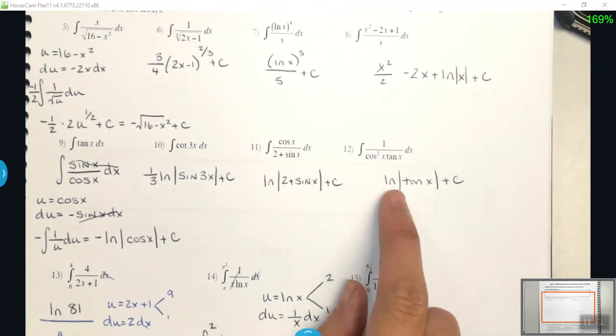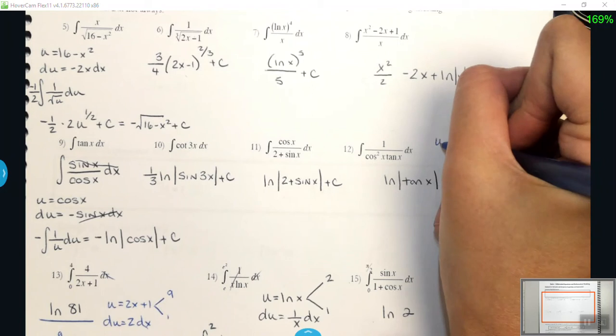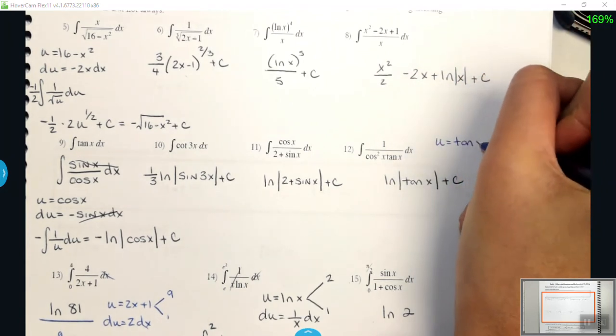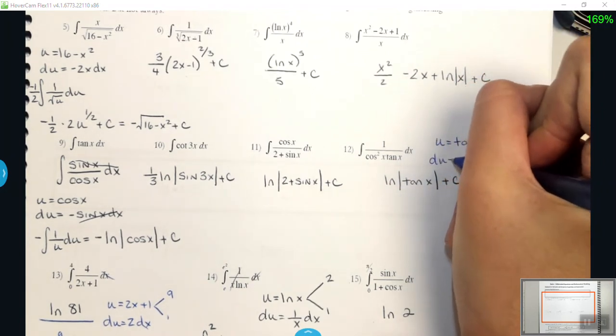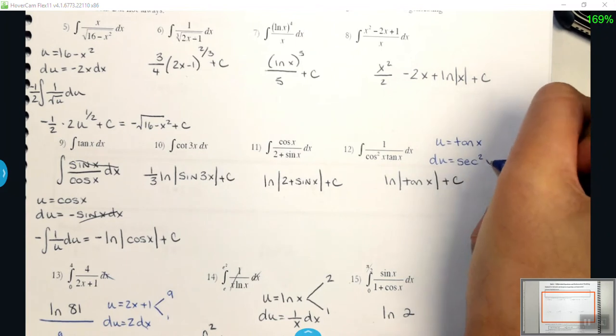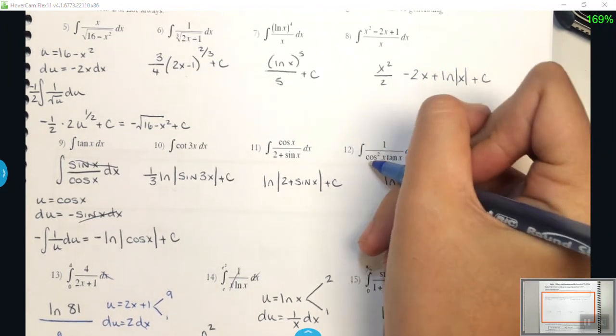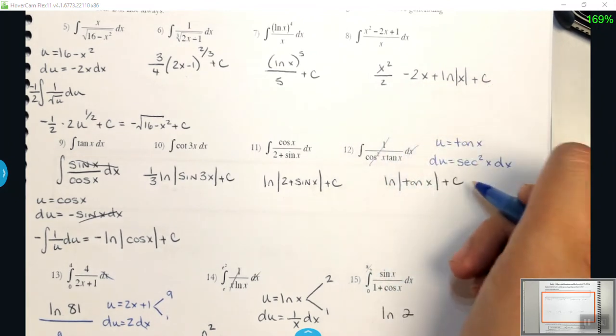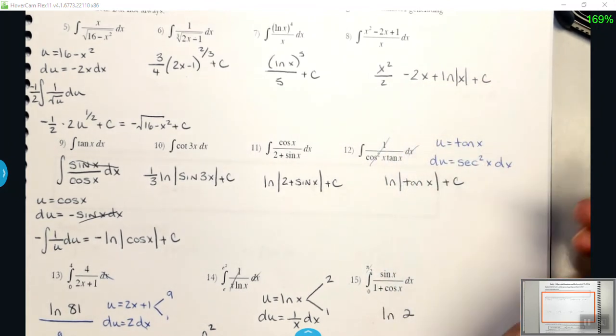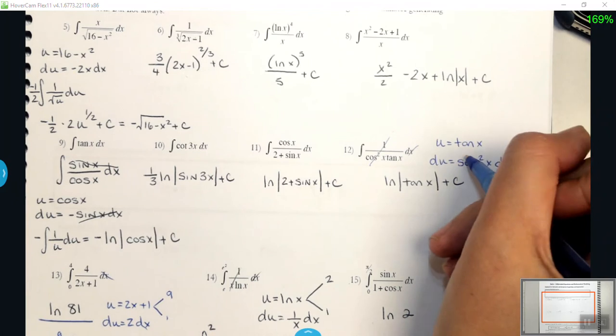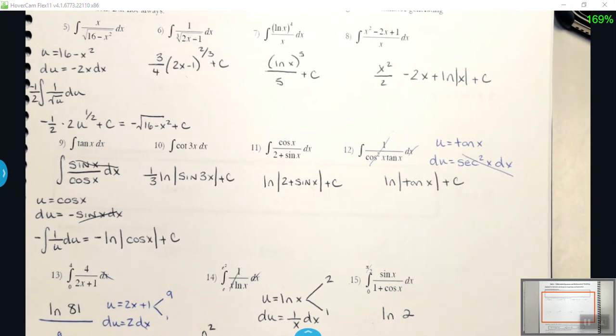This one? Because you make u tangent, and then du is secant squared. And if your du is secant squared, that's 1 over cosine squared. So that cancels. That one. So all you're left with is 1 over u, and then you integrate it.